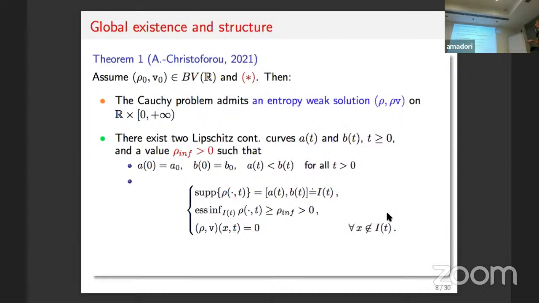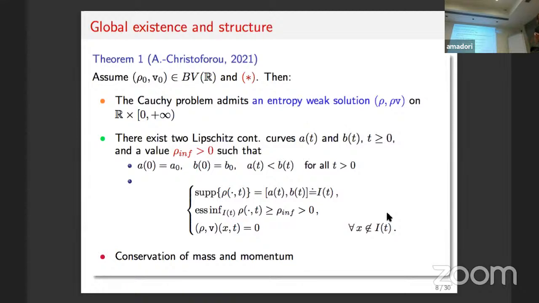And globally, the rho is bounded from below by a positive constant. So there exists a positive constant such that rho will be bounded from below by this constant. Okay, and let me highlight another feature of these solutions. I did not mention this before. We have conservation of mass and momentum for all times.